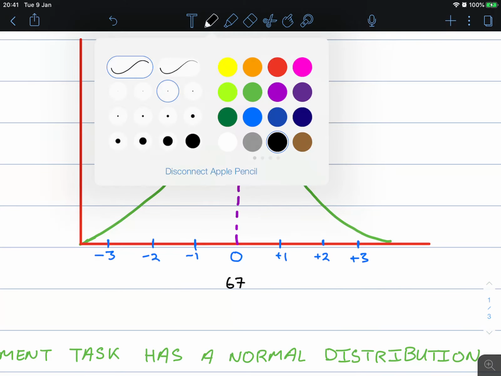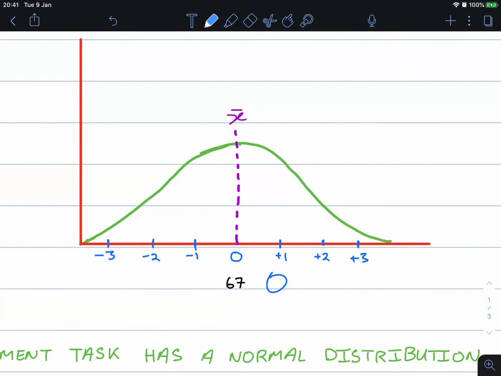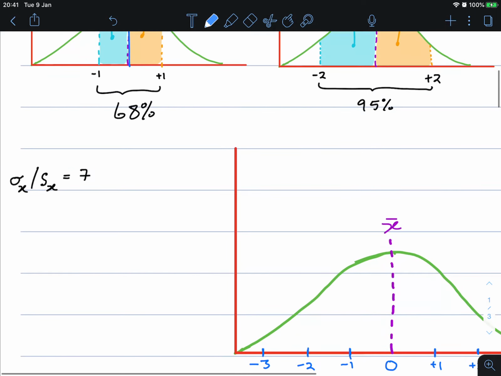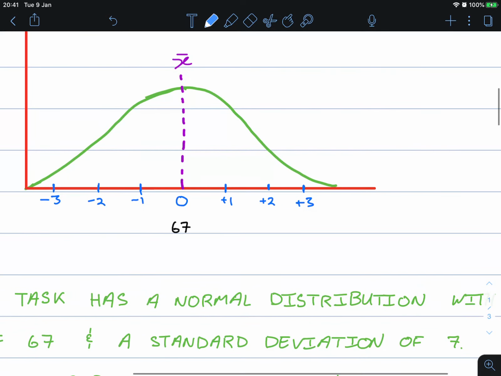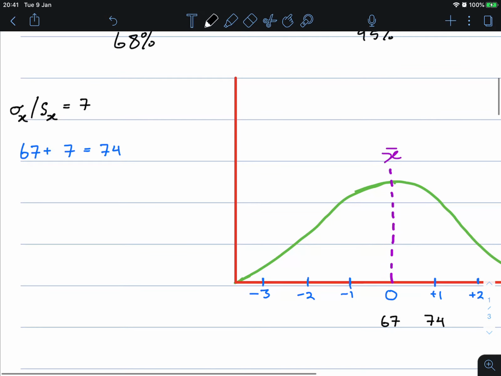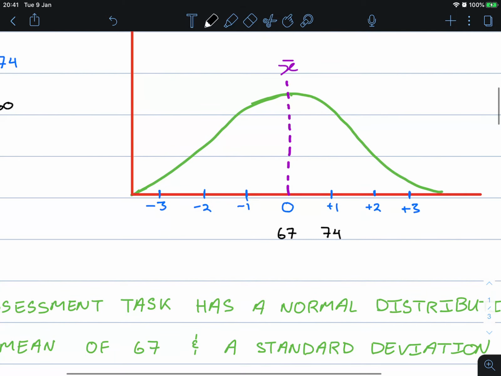So to be above by 1 standard deviation means we're going to take the mean, 67, and we're going to add the standard deviation once. So that's going to give us 74. So being 1 standard deviation above has a score of 74. If it's 1 standard deviation below, it's going to be 67 take away 7. Well, that's going to be 60. So 1 standard deviation below the mean is going to be 60.